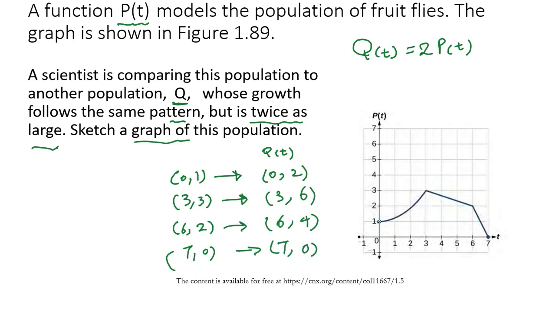So now here are the points: 0 and 2, 3 and 6, 6 and 4, 7 and 0. And if I graph it, it will look like this.